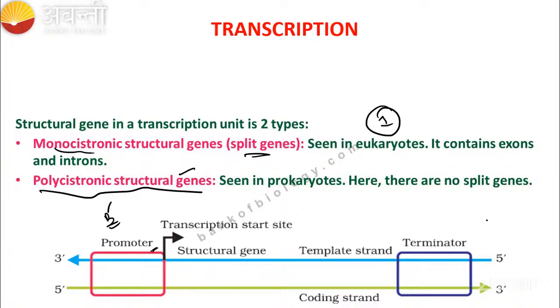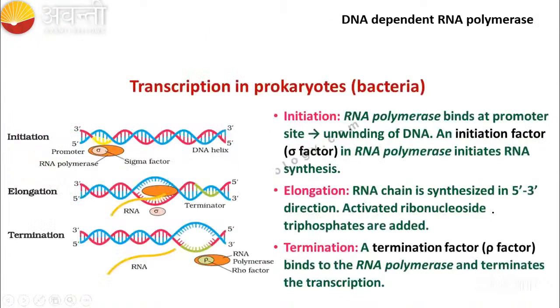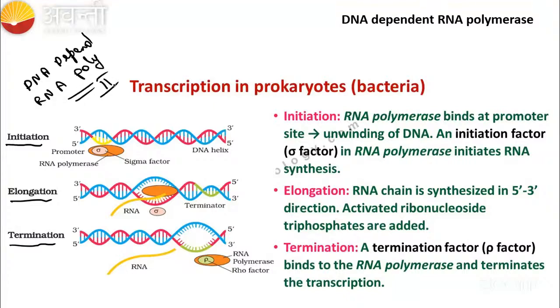Okay, fine. So let us talk about the transcription, guys. Transcription in the prokaryotes, how is it going to start? Same, initiation, elongation, and the termination. The main enzyme here is DNA dependent RNA polymerase. The RNA polymerase 2 here we are using. Okay. So here what will happen? The RNA which is synthesized here is called heterogeneous RNA.